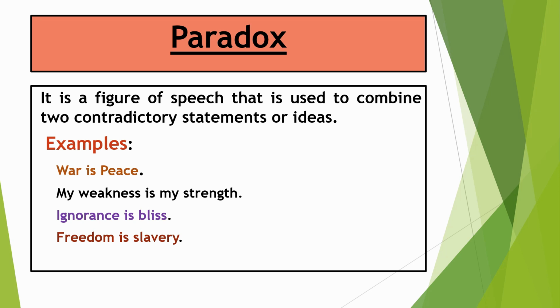Paradox. It is a figure of speech that is used to combine two contradictory statements or ideas. When we combine two opposite or contradictory statements in one sentence, it is called paradox. As we say, war is peace. How is it possible? Because these two things are different. War never led to peace, but over here in this statement, it is mentioned that war is peace.